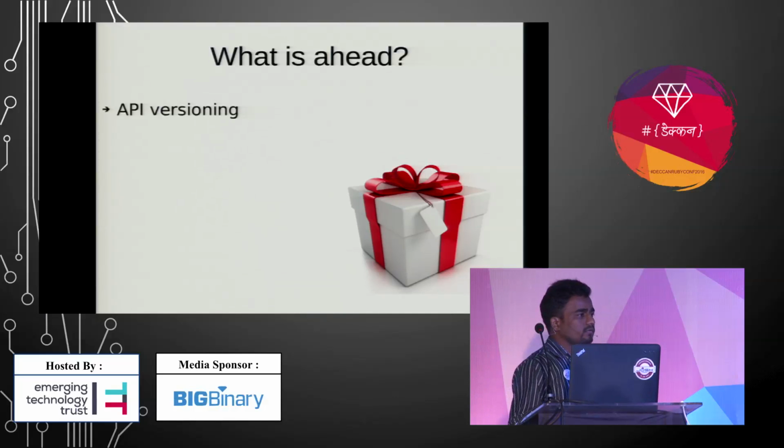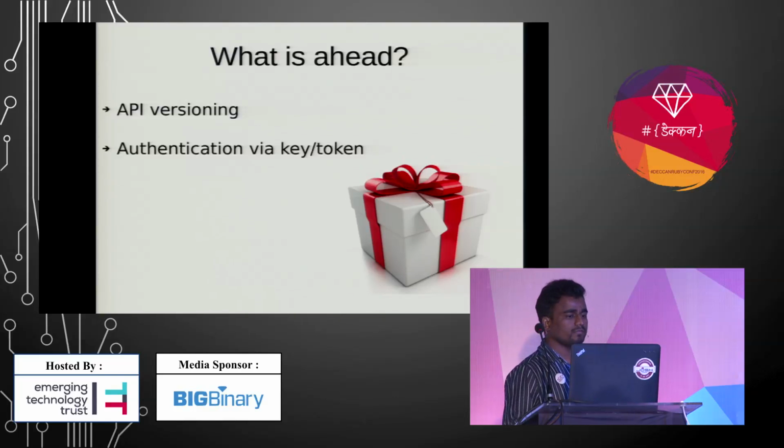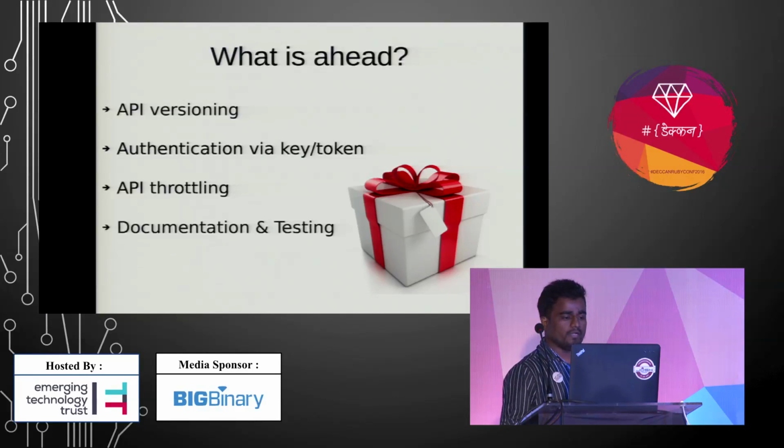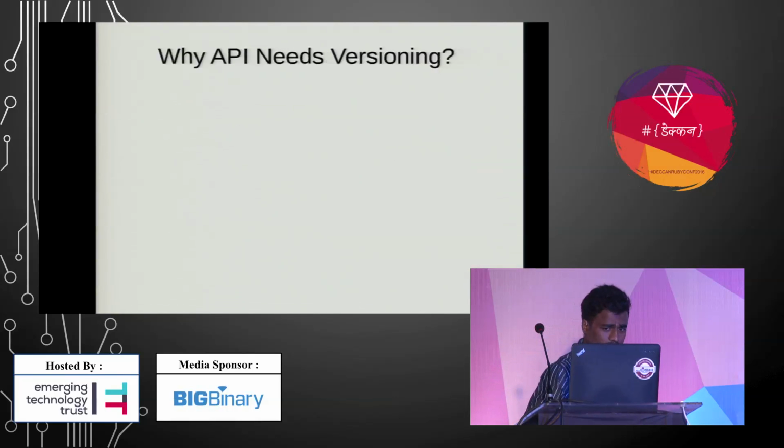By versioning your APIs, by adding authentication to your APIs, or putting some throttling on your APIs, and documenting and testing your APIs. So let's see why we need versioning.